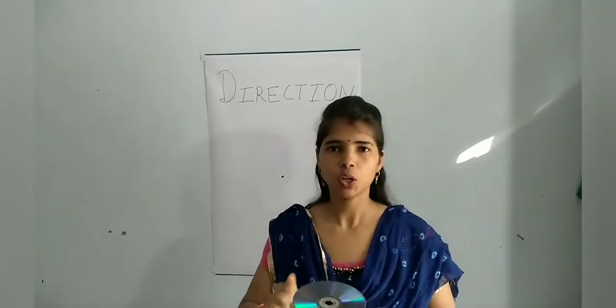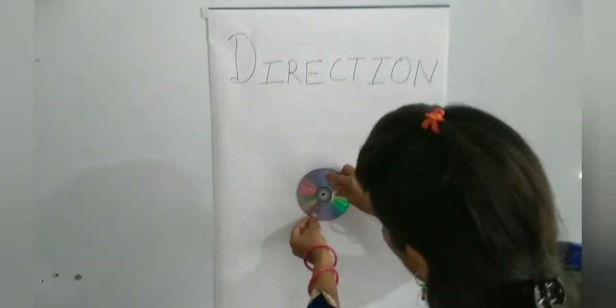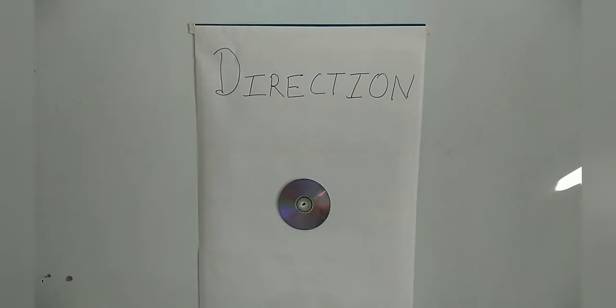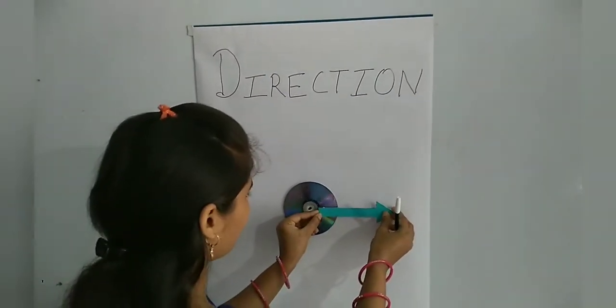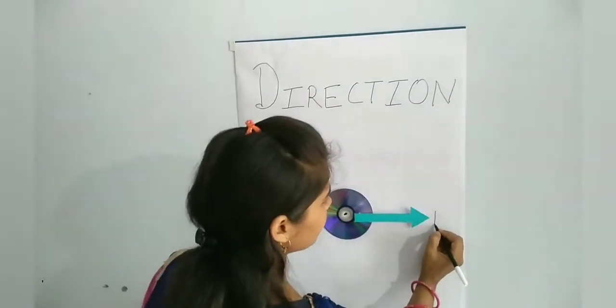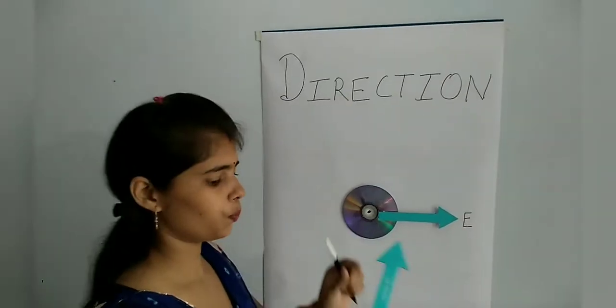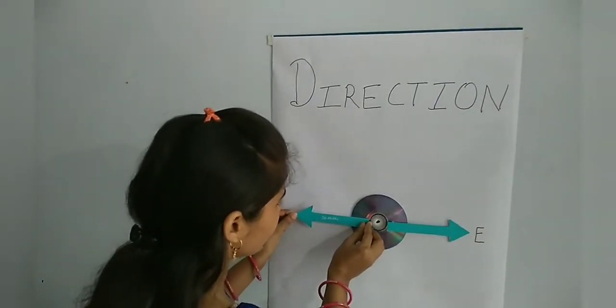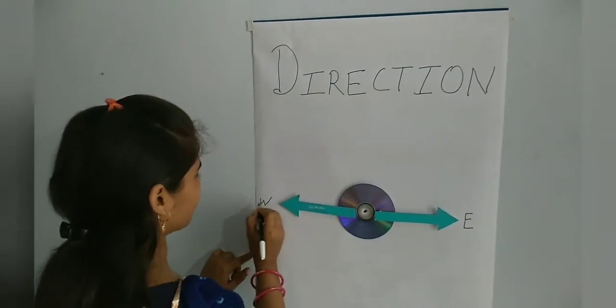So first what am I going to do? I will take this round circle and I will paste this in the center. Is it clear? Okay. Now what will we do? We will paste this arrow here, and this is your east. Then we will take a second arrow and we will paste this arrow just opposite to the east, that is the west direction.